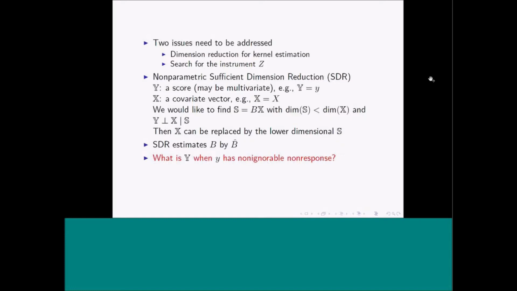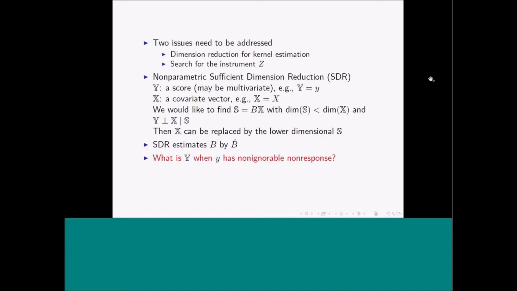That's actually important. It means that given S, the rest of X is not useful in terms of predicting Y. So after that, we can use a lower dimensional S to replace X. Sufficient dimension reduction is simply a way to estimate this B. Let's assume that such a B exists. You still have to estimate it; you cannot say B is given. The whole literature of sufficient dimension reduction has many methods that tell you how to find such a B.